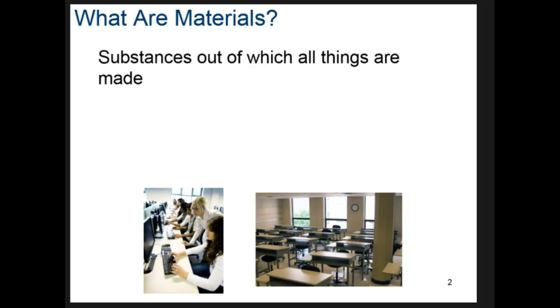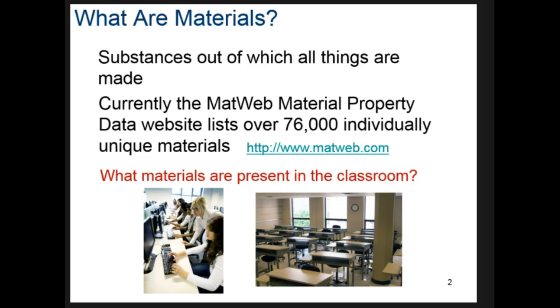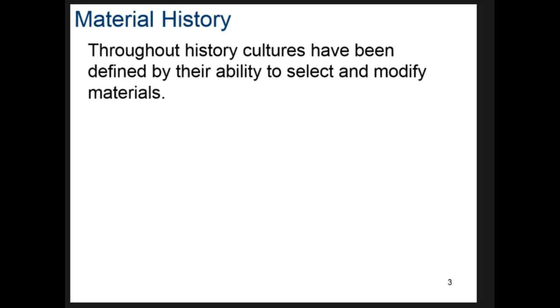So first of all, materials. They're the basics of what all engineers do. Everything we do is made out of materials. So every kind of engineer has to have an understanding of all the materials that are available out there. And in fact, there's 76,000 individual unique materials, and you can find them all listed under this web page that's right here. Think about all the materials that are even in this classroom. Wood, metal, plastic, all sorts of materials.